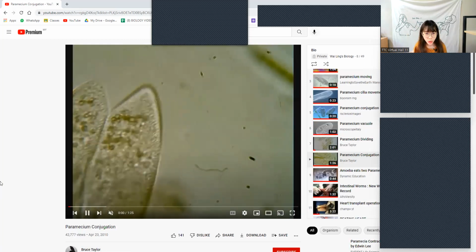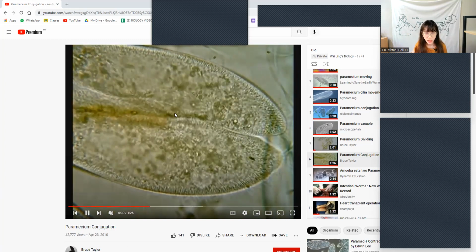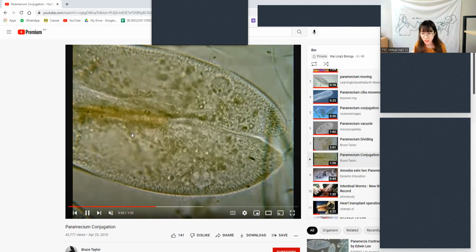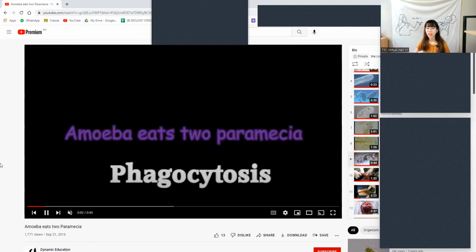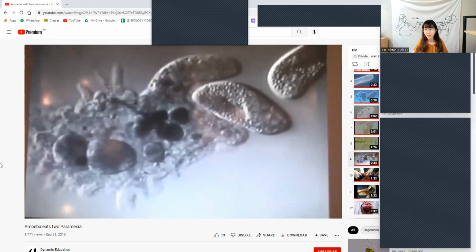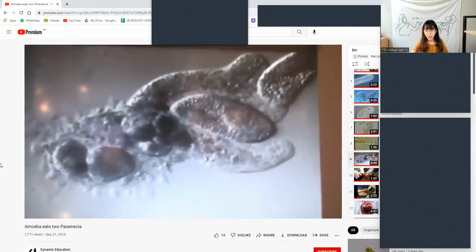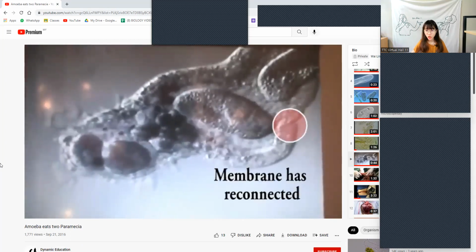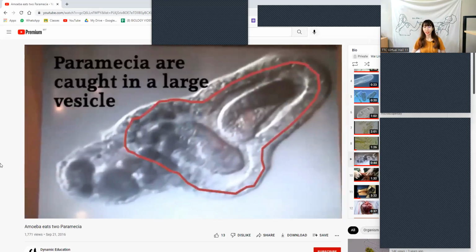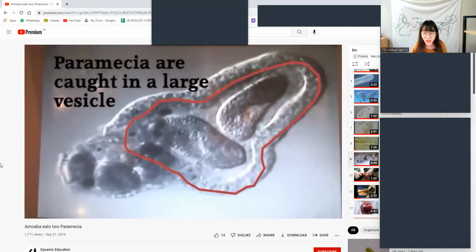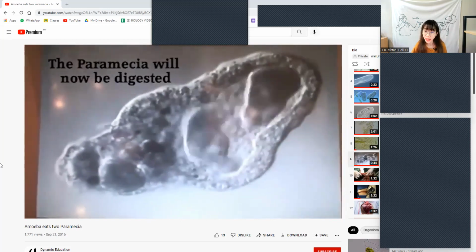Okay, next, this is also a conjugation of paramecium species, but we cannot really see that, you can only see that there are things moving around in the cytoplasm. This one is where amoeba species eats the paramecium species. This is a fast forward video, obviously. So you can see, that is a paramecium, that is the amoeba species. They are trying to consume the paramecium species. Now they form a larger food vacuole. So they will secrete enzyme.